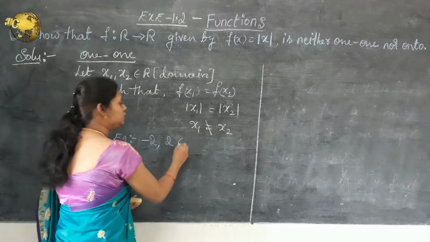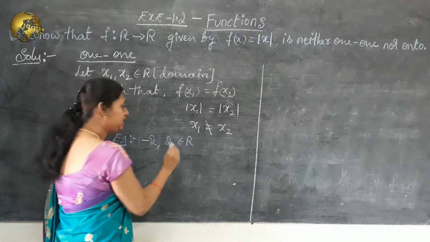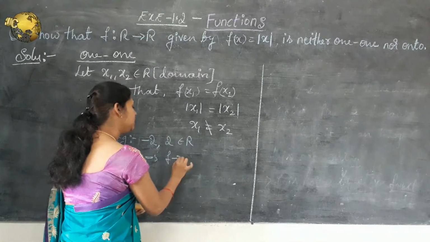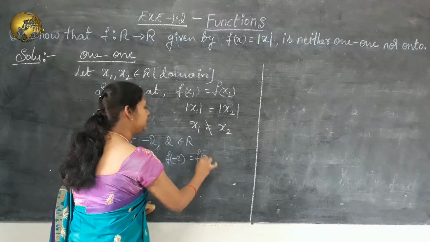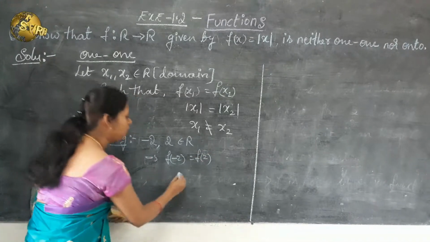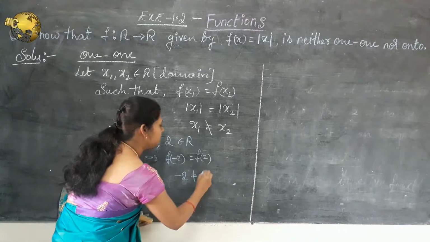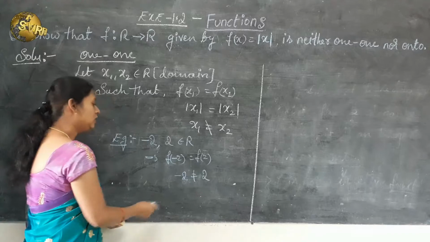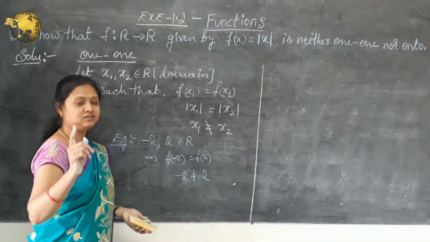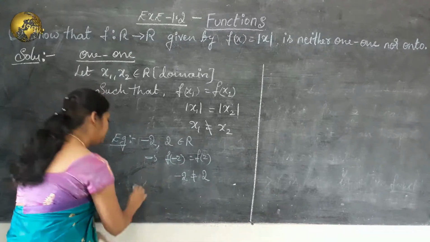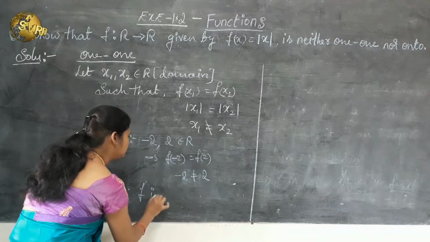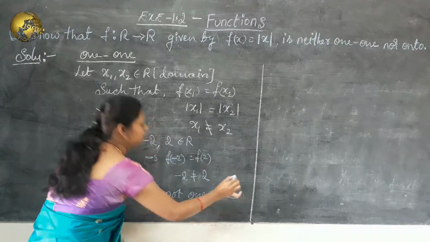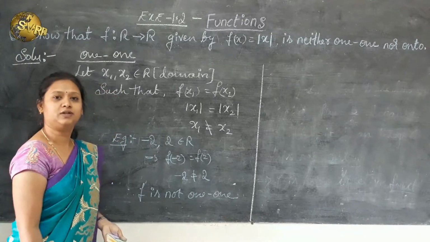Minus 2, 2 belongs to R. This implies that f of minus 2 is equal to f of 2. Correct? But minus 2 will never be equal to 2, because they both will be having the same images. So f is not one-one.